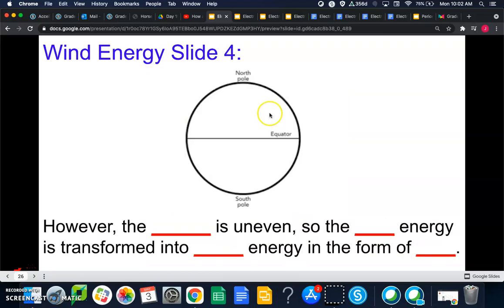Okay, so here's slide 4. You're going to draw a model of the Earth with the North Pole, the South Pole, and the equator. And what you should notice is that the North Pole and the South Pole are a lot colder than it is at the equator. And that's because the heating is uneven, right? The equator gets heated a lot more than the poles do.